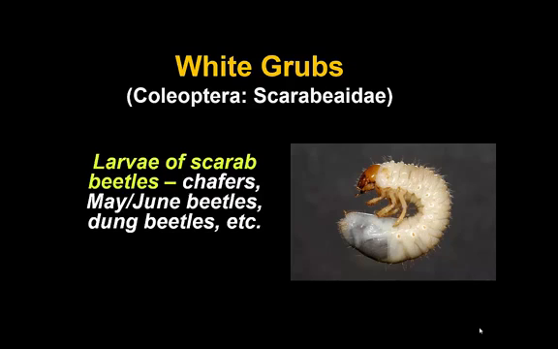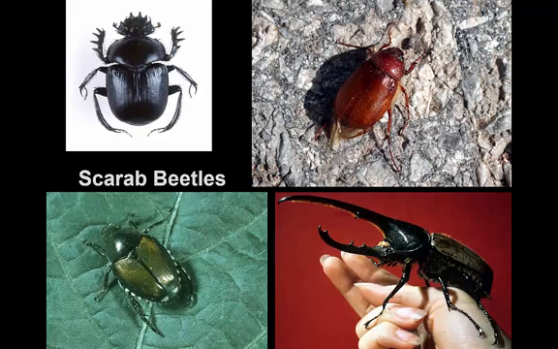This is a family, Scarabaeidae. The beetles might be called various names: chafers, May-June beetles, dung beetles, and the like. And there are thousands of scarab beetles, very few of which are damaging to turfgrass. But scarab beetles tend to be heavy-bodied insects, kind of an oval body form. Some of them can get quite large, particularly in the tropics.